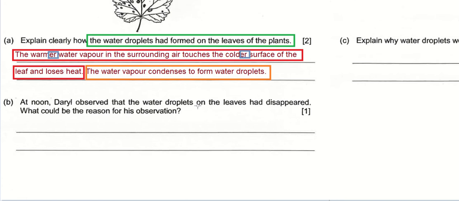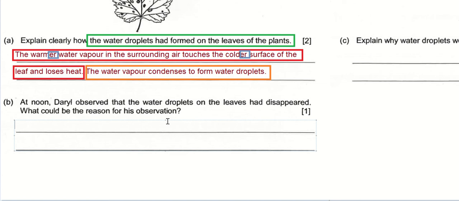Okay, so next one. At noon, Daryl observed that the water droplets on the leaves had disappeared. What could be the reason? So again, what is the reason for this? What do you think the reason is? You can think about it and answer it in your own mind before I type it out. So very easy, right?